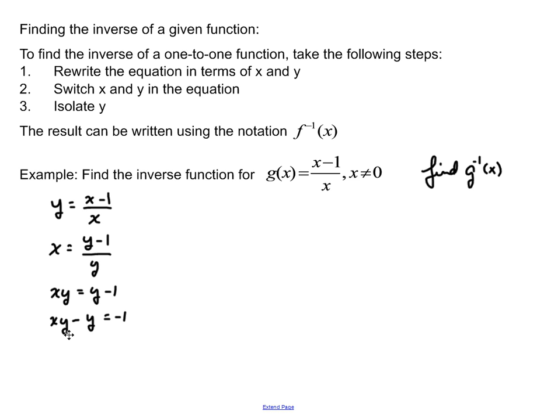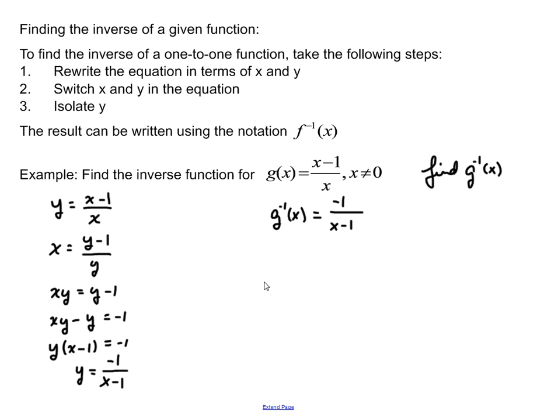And the only way to get y isolated out of all of this stuff on the left right here is to factor and make it y times the quantity x minus 1 equals negative 1. And so isolating y in this case requires us to divide both sides by x minus 1. So we get y is equal to negative 1 divided by x minus 1. So right away we know that g inverse of x, our inverse function of g, is going to be the function negative 1 divided by x minus 1.